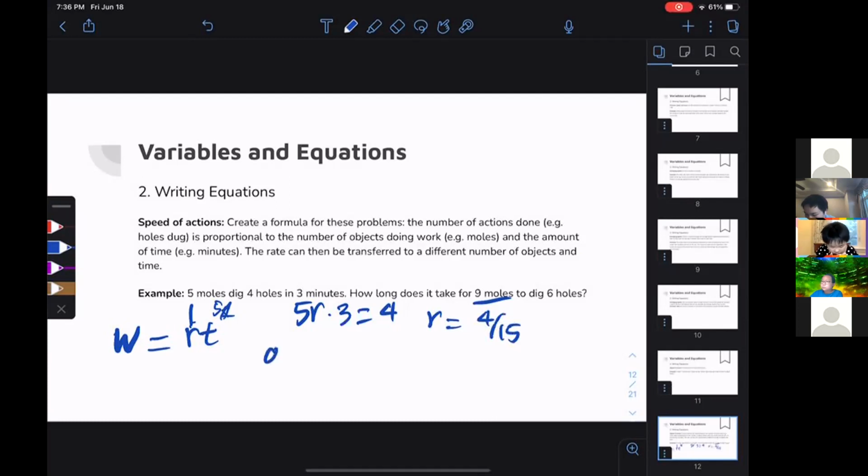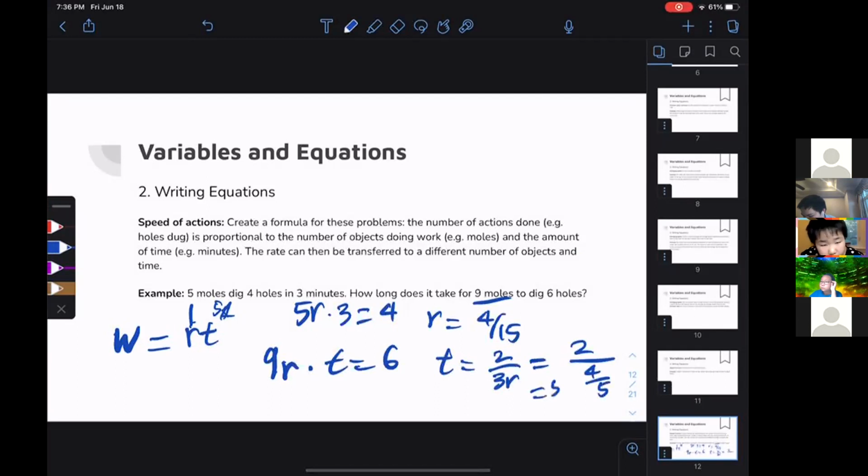So for 9 moles, the rate would be 9R, and then times the time T would be equal to 6 holes. So then T would be 6/9R, which is 2/3R, which is 2/3 times 15/4, which is equal to 5/2 minutes. And yeah, I got that as an answer from someone, and good, that's right.